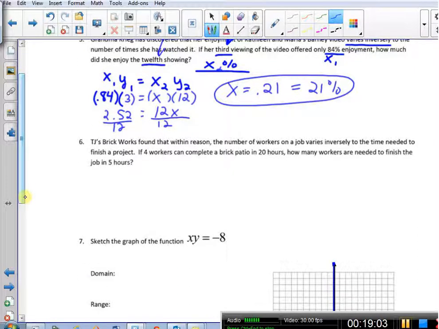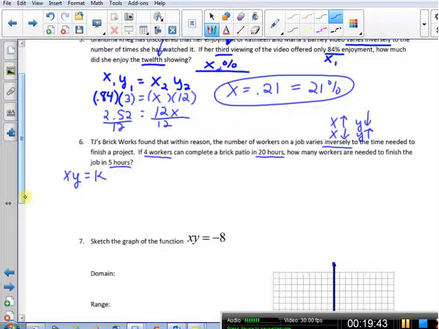Number 6, TJ's Brickworks found that within reason, the number of workers on a job varies inversely. There it is again, to the time needed. So as X increases, Y decreases, or as X decreases, Y increases. Time needed to finish project. If 4 workers can complete a brick patio in 20 hours, how many workers are needed to finish the job in 5 hours? So again, I've got 4 workers in 20 hours, and we need to finish the job in 5 hours. So this formula kind of works out, but you could do it with xy equals k. I'll show you that way also.